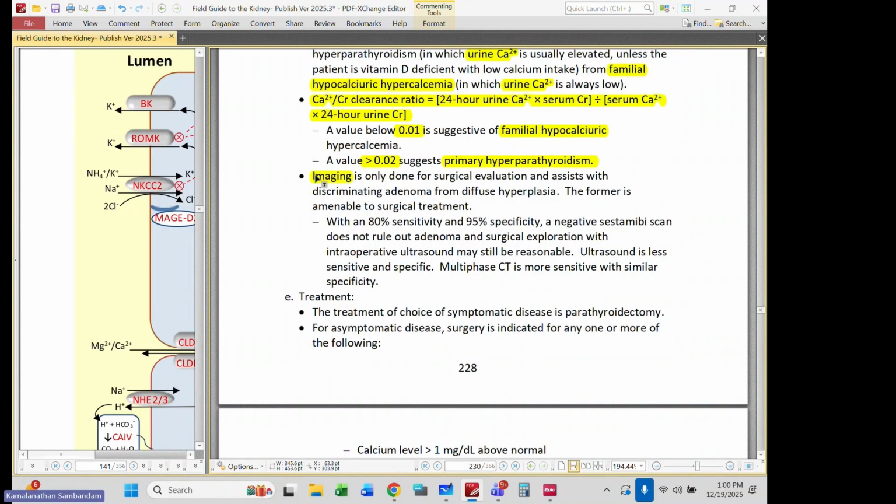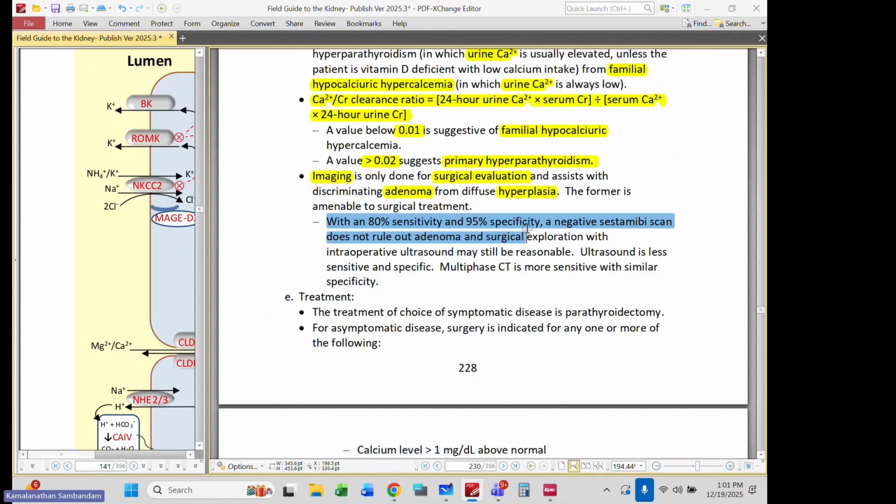So imaging is done for evaluating for surgical options, right? It helps you discriminate between the adenoma and the four-gland hyperplasia. And we generally reserve surgery for the adenoma patients, right? Rarely you might do a four-gland parathyroidectomy with autoimplantation. We usually reserve that for the tertiary hyperpara patients. But by and large, we're treating mostly adenomas with surgery in primary hyperparathyroidism. Okay.